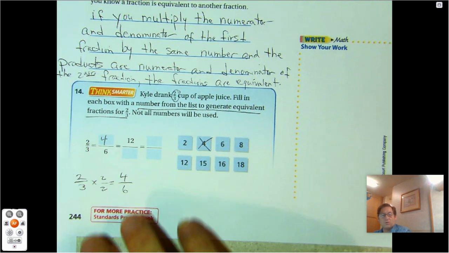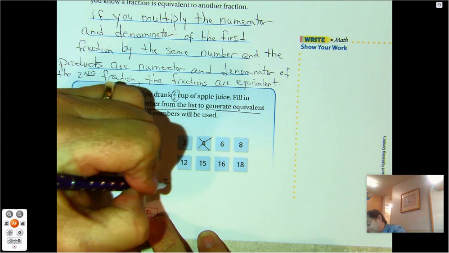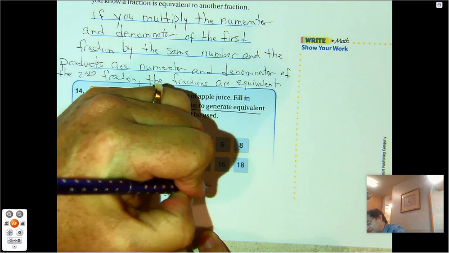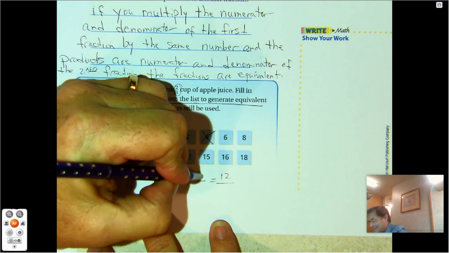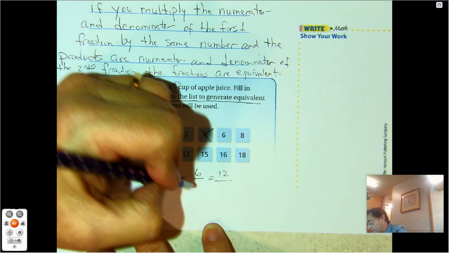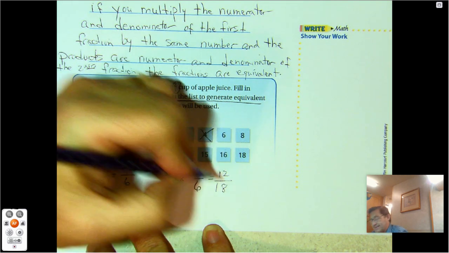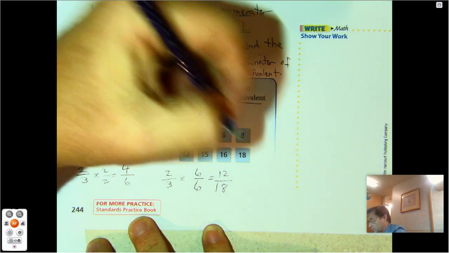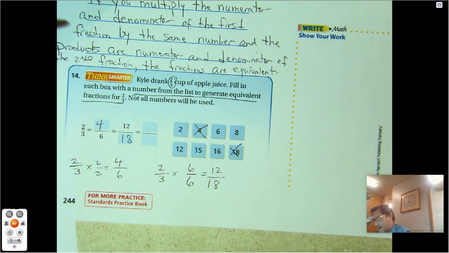All right, what did they multiply 2/3 by to get 12 something? 2 times 6 is 12. So multiply the denominator also by 6, and that would give me 18. So 12/18. Okay, now, which ones of the remaining fractions would be equivalent?